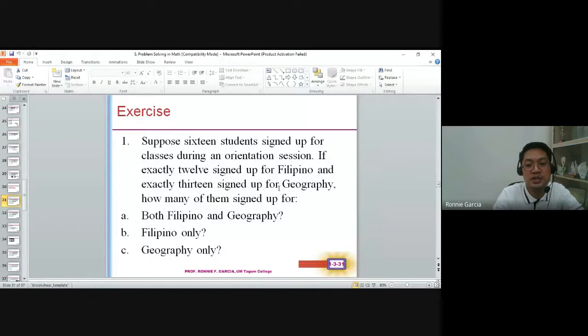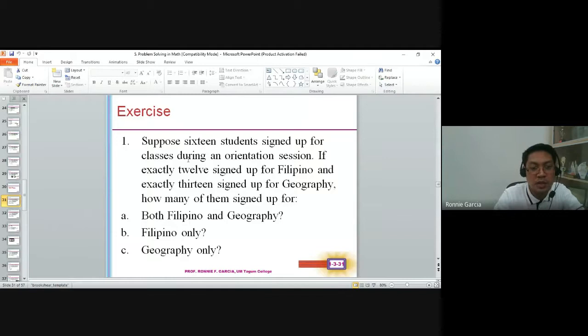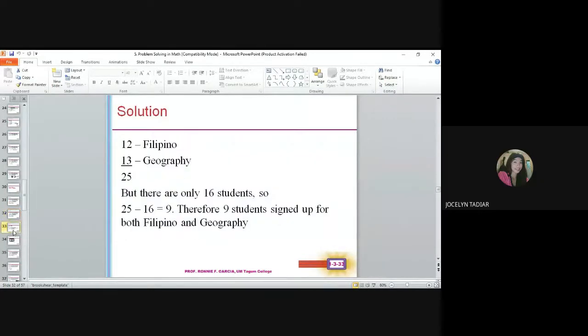Ang record po sa geography nga session is 13 ka buok. Karon ato na siyang isolve pila ka buok didto ang nagdoble. Pila kay to ka estudyante sila? Tanan? 16. 16, tama. Pero kung ato ang i-add, 12 ang Filipino nga nakalista, 13 sa geography. Di ba matingala ka nga nung daghan? What is 12 plus 13? 12 plus 13, 25.